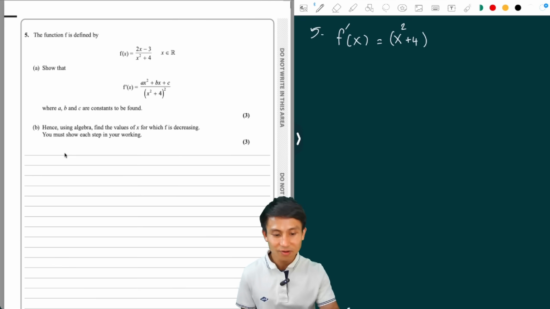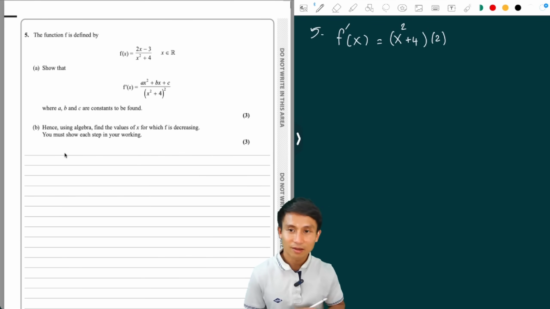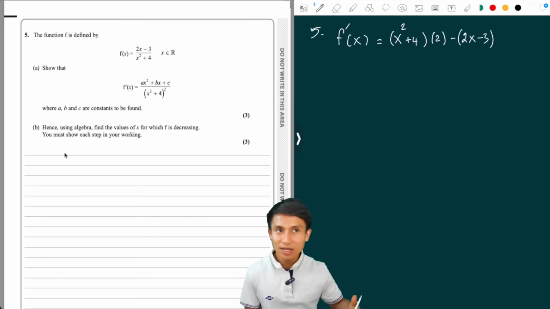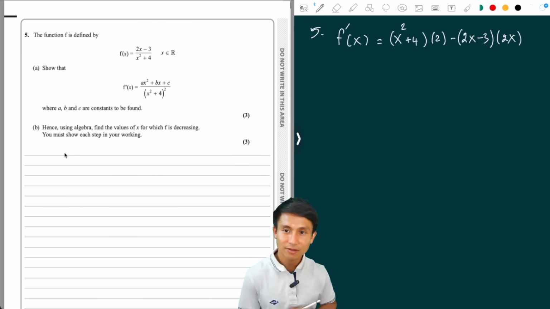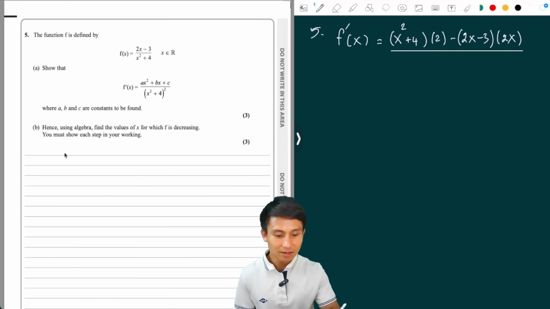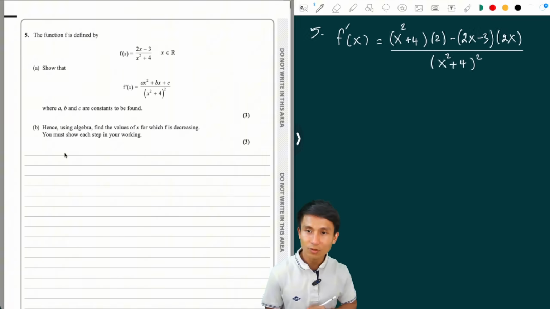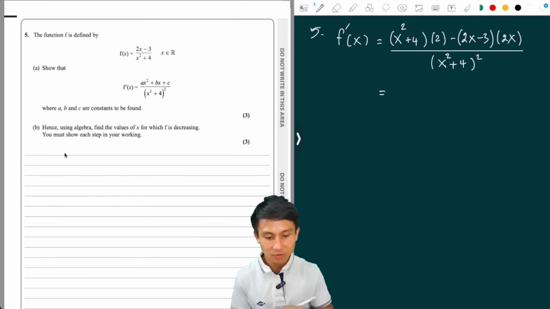Du means differentiating u. Differentiating the top bit, you get 2. Minus u, which is the top bit, just write it down. Putting the brackets in would be nice. And differentiating the bottom bit, dv, right? So dv, we have 2x. Okay? You should be familiar with differentiating all these functions. And then the bottom bit squared, which is the v squared. Okay, as you can see, we now get the bottom term to be the same as what is required there. Okay, so we are kind of okay.